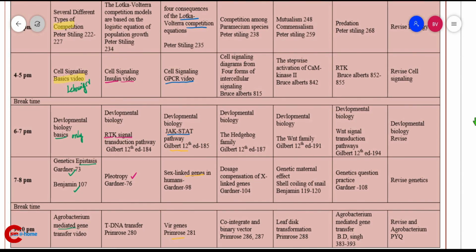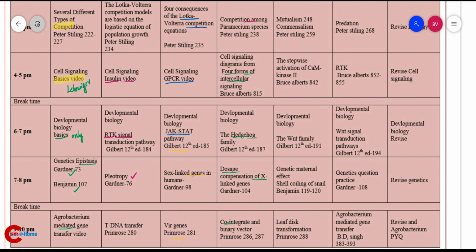Then 3 to 4 p.m., competition among Paramecium species, Peter Stiling. Then 4 to 5 p.m., cell signaling diagrams, that is 4 forms of intercellular signaling, Bruce Alberts. Then 6 to 7 p.m., hedgehog family, developmental biology. Then 7 to 8 p.m., dosage compensation of X-linked genes, Gardner.